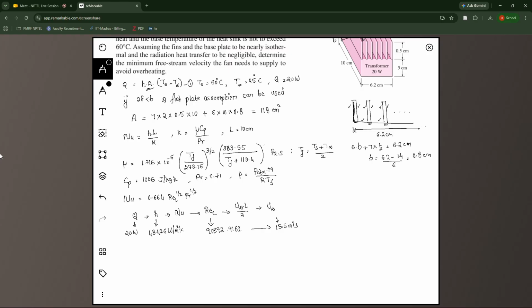So now we have to check two more things. Once you solve the problem, we already made certain assumptions in order to solve the problem. Now we have to verify whether those assumptions are valid or not based on the solution we get. So in this particular case, the correlation that we use between Nusselt number and Reynolds number is valid for flat plate and laminar flow.